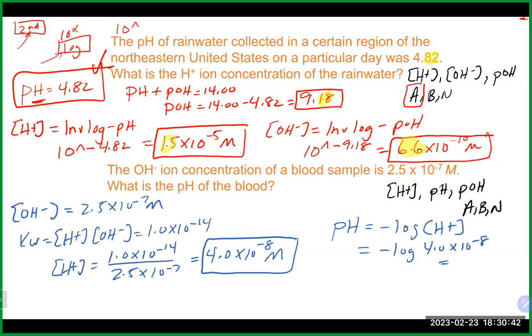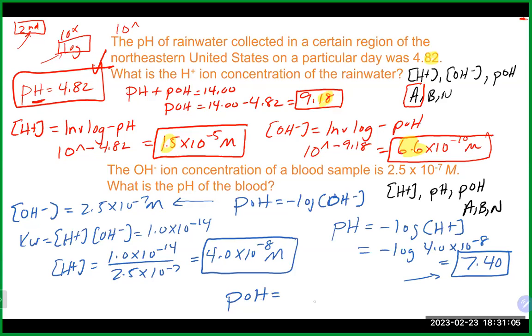Looks like 7.40 on this one. Now, once again, I do have the OH minus, which means if I wanted to, I could do the POH as minus the log of the OH minus. I could also, now that I have the pH, simply subtract 14 and get the POH the same way. So I'm just going to do that. POH is equal to 14 minus the pH. That would give us 14 minus 7.40. Going to give us a POH there of about 6.6, looks like here.